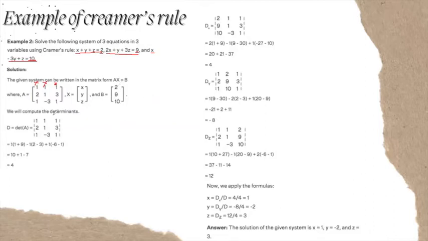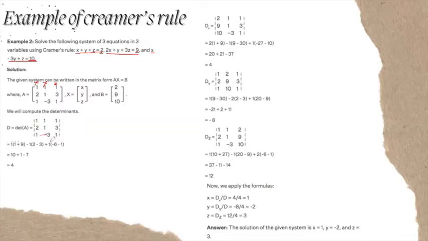After that, we will compute the determinants D, Dx, Dy, and Dz. Let us start with D. D equals the determinant of A, the 3 by 3 matrix of A. It would be 1 times (1 times 1 is 1, minus 3 times -3 is positive 9), so 1 times (1 plus 9). Then 2 times 1 is 2, minus 3 times 1 is 3, so 1 times (2 minus 3). Plus 1 times (2 times -3 is -6, minus 2 times 1 is 2).